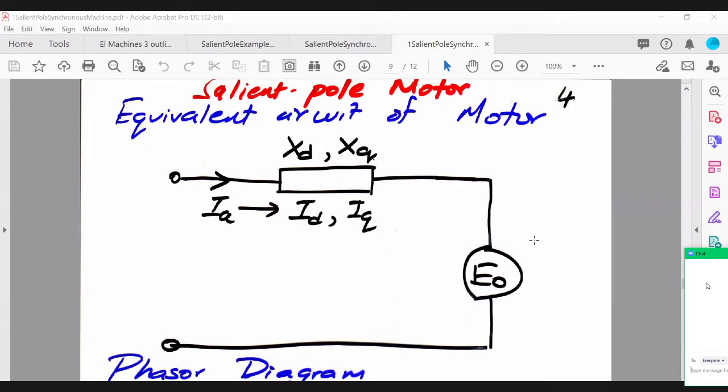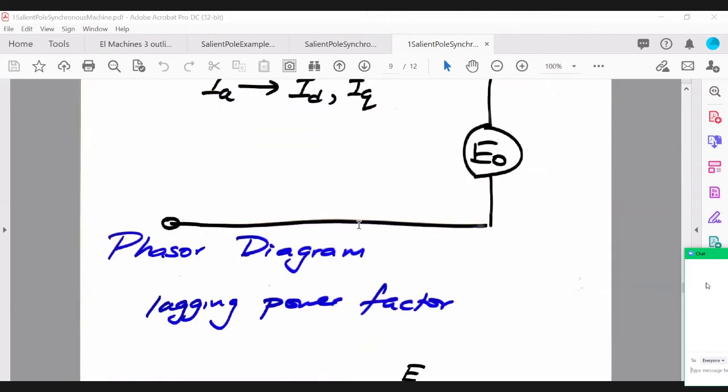So now the motor is absorbing certain current, and your reactance still has two components. You will have Xd and Xq and Id, Iq. And now in the motor operation, we will look at how the phasor diagram looks. If you still remember, when the machine operates in motor mode, the position of your induced voltage is different as compared to the generator, as shown here.